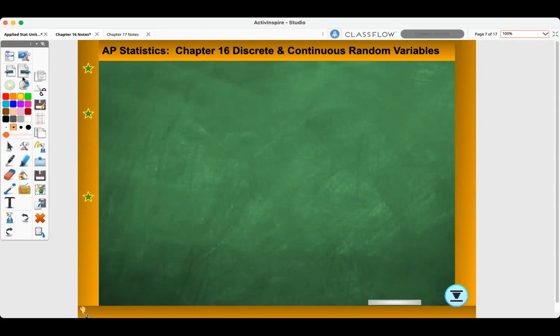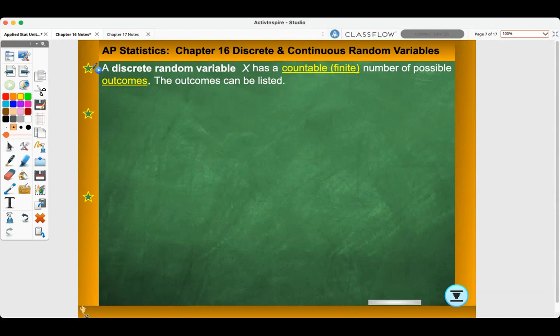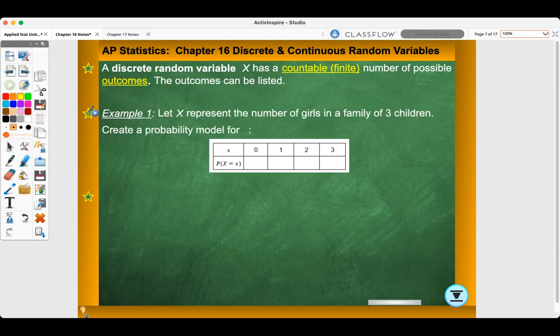Today we're doing Chapter 16, Discrete and Continuous Random Variables. A discrete random variable x has a countable, finite number of possible outcomes. The outcomes can be listed. Let's look at example 1.